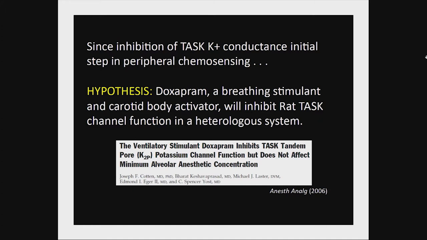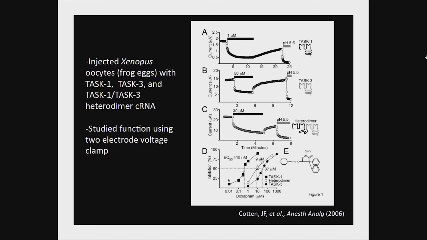But this led us to the hypothesis that if inhibition of potassium channels is an important step in carotid body chemosensing, then this drug may act by inhibiting these potassium channels when expressed in a heterologous system. And this was work that was published in 2006 and conducted in Spencer Yost's lab back at UCSF. To test this hypothesis, we injected Xenopus oocytes, frog eggs, with cRNA from TASK1, TASK3, or the TASK1-3 heterodimer. And we studied their function using the two-electrode voltage clamp technique.